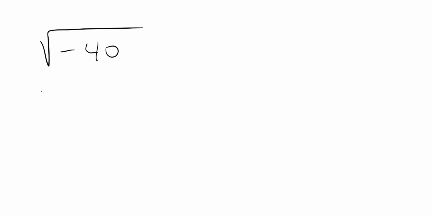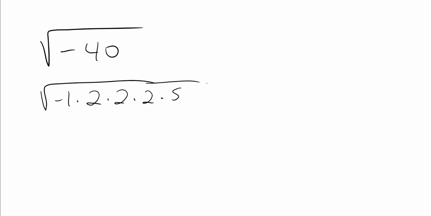Okay, so I'm going to do i, which is going to have a -1 here, and then 40. 40 divided by 2 is 20, so 2 times 20. 20 divided by 2 is 10, so 2 times 10. 10 divided by 2 is 5, so that's it. So we got everything broken up as much as possible. 2 times 2 times 2 times 5, that's 40.